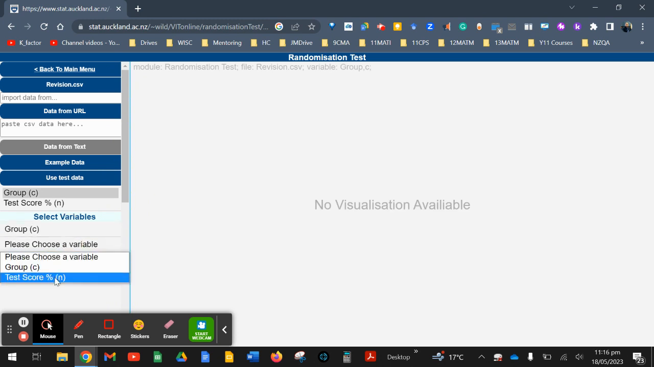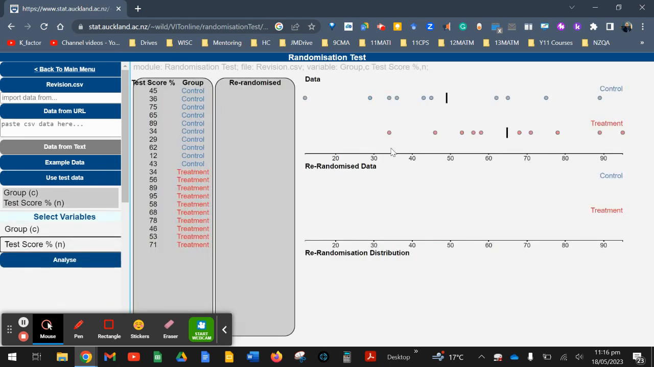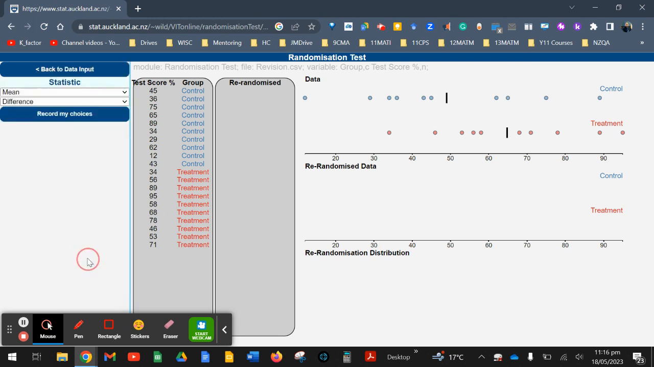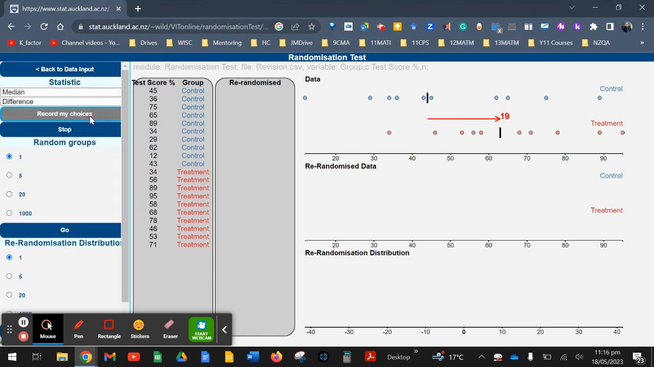So here is the gathered data. The difference between the two medians is 19. There we go. Upon inspection, it looks like the treatment worked.